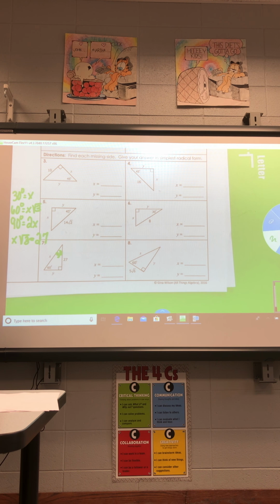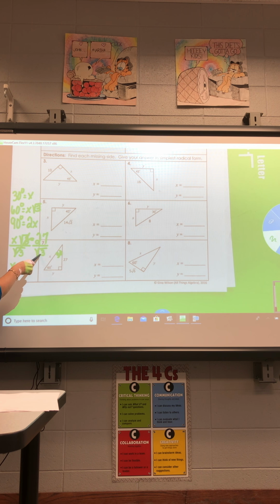Okay, now let's solve for x. To do that, I'm going to have to divide both sides by the square root of 3. That way the square root of 3 over the square root of 3 will cancel out to 1, and that's going to leave me with x.